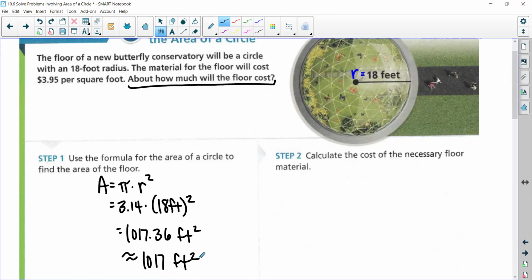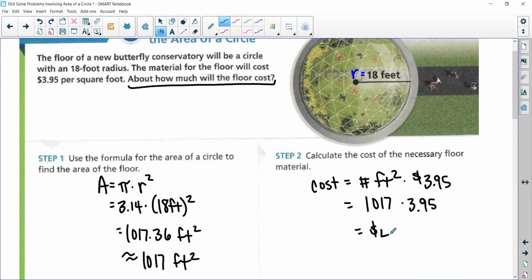And we are told that every square foot is $3.95. So if I want to figure out my total cost, I'm going to take the number of square feet and I'm going to multiply by the $3.95 in this case. So 1,017 square feet multiplied by $3.95. We have approximately $4,017.15. We again could round that. It's about $4,017. Your assignment should hopefully tell you what to round to.